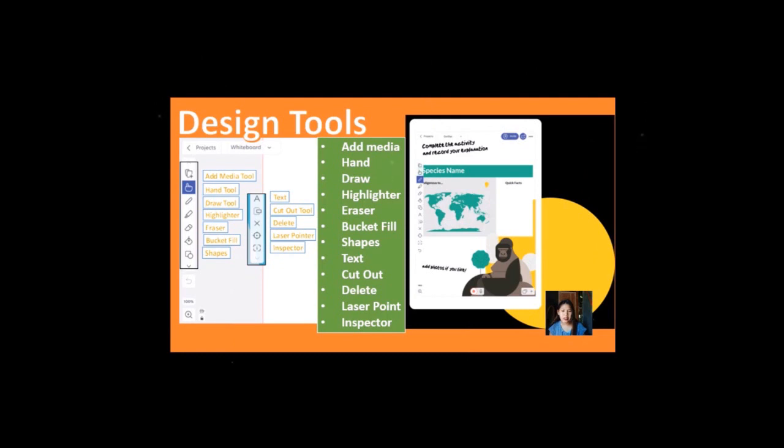The cutout tool for cropping the object, the delete for deleting an object, the laser pointer. You can customize your laser pointer for the online discussions with your students or coworkers. The inspector is for modifying the object. You can rotate the object using the inspector, putting the object forward or backward.